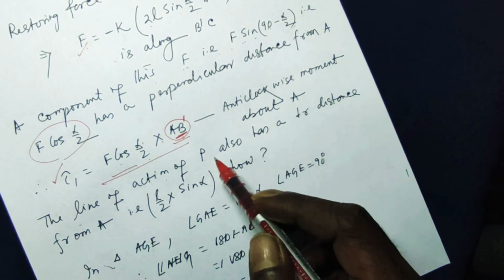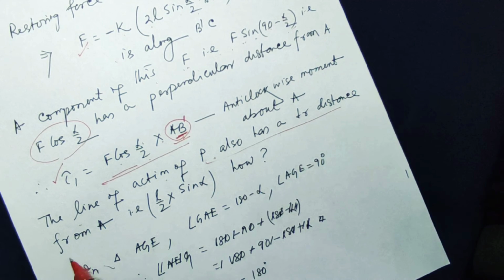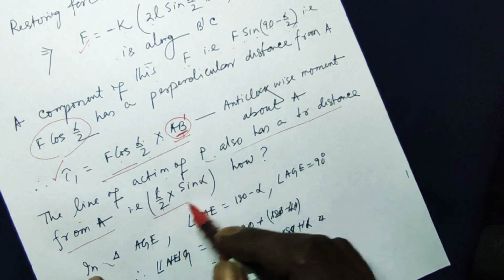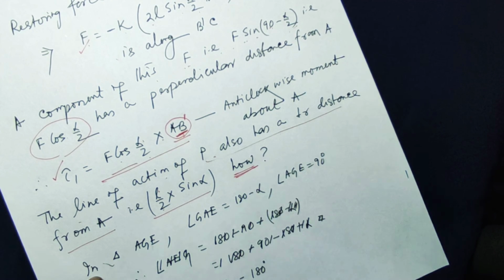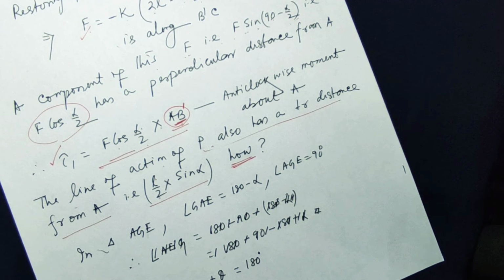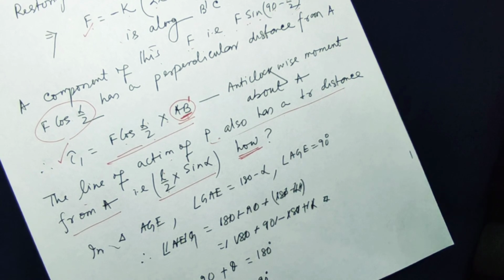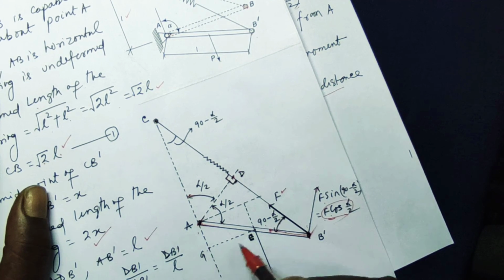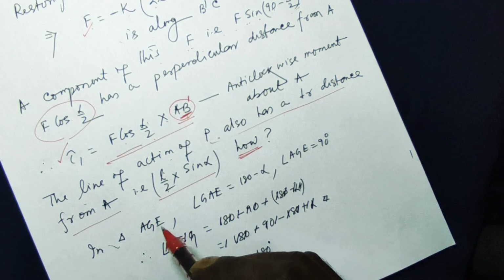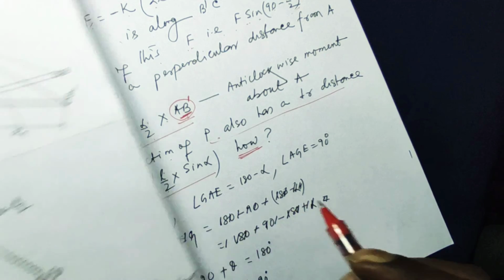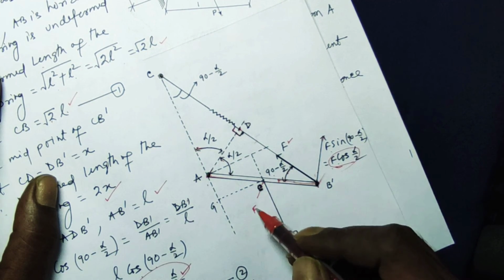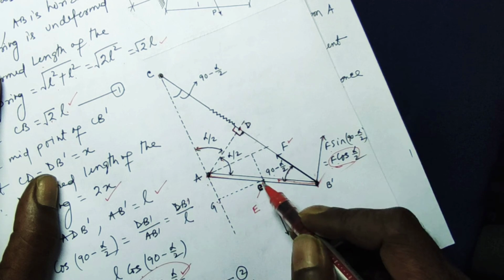The line of action of P also has a perpendicular distance from A, that is L by 2 sin alpha. Let me explain how it is L by 2 sin alpha. In triangle AGE, this point is taken as E.